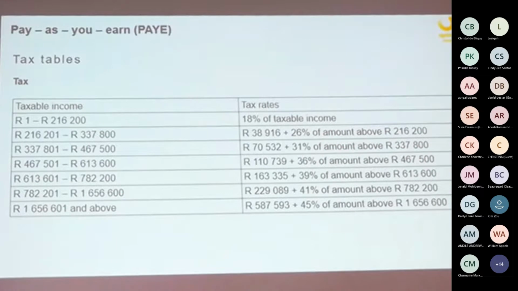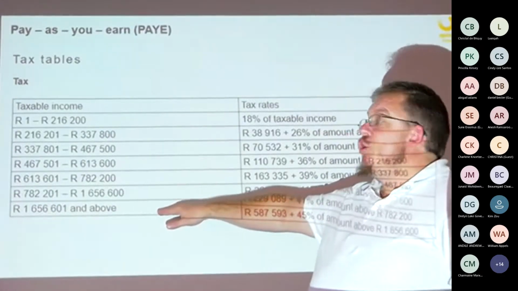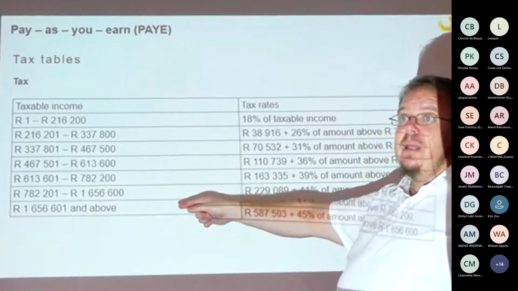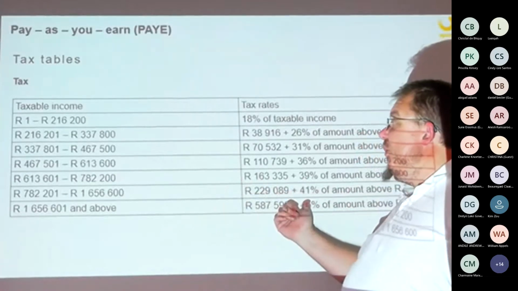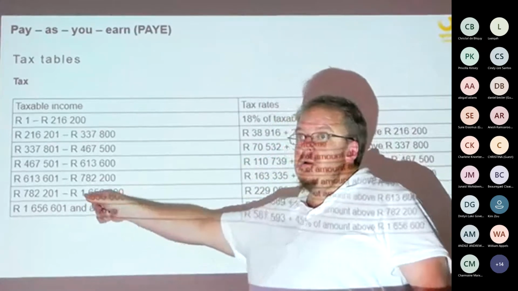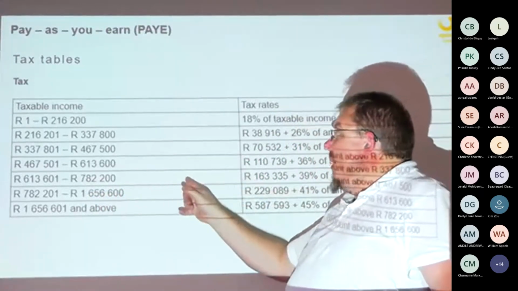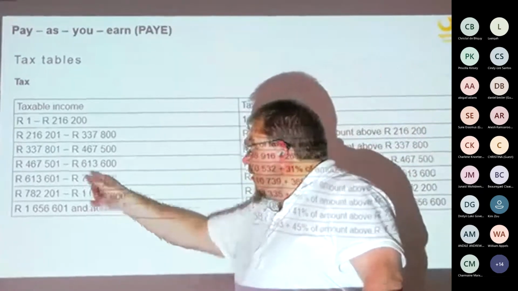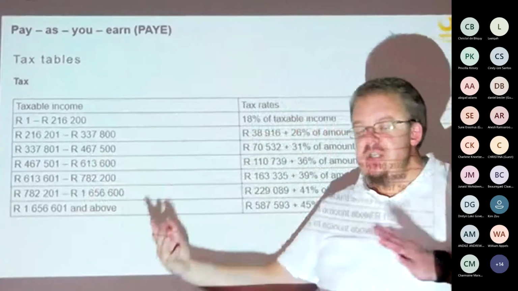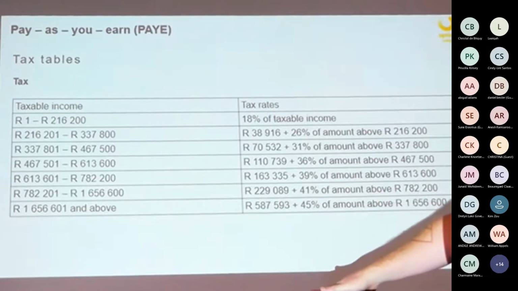You can see now, even if you earn 2 million rand per year, you're not paying 45% on 2 million rand. You're only paying 45% on 2 million minus that threshold. And then you're paying 41% on the difference between the thresholds there. You see what I'm saying? So you're not paying tax at a higher rate on everything.